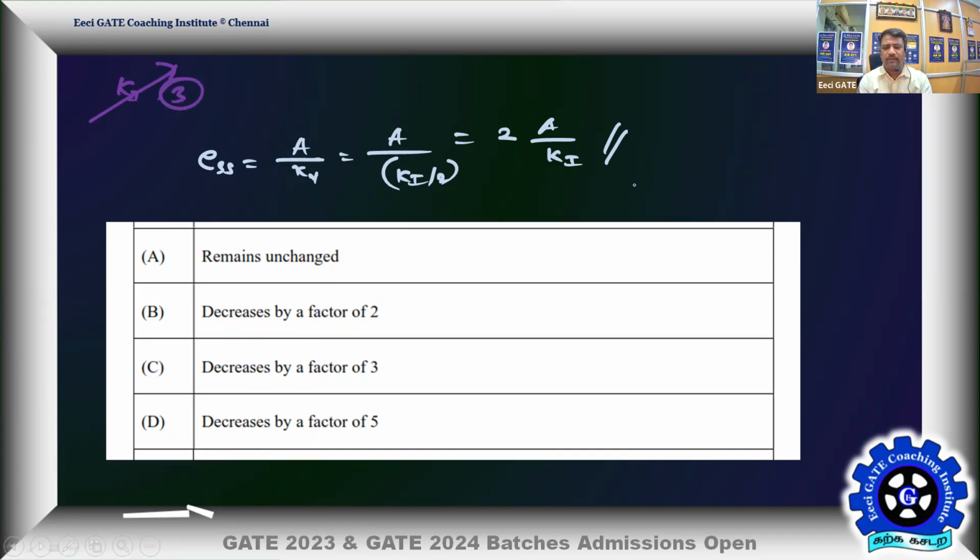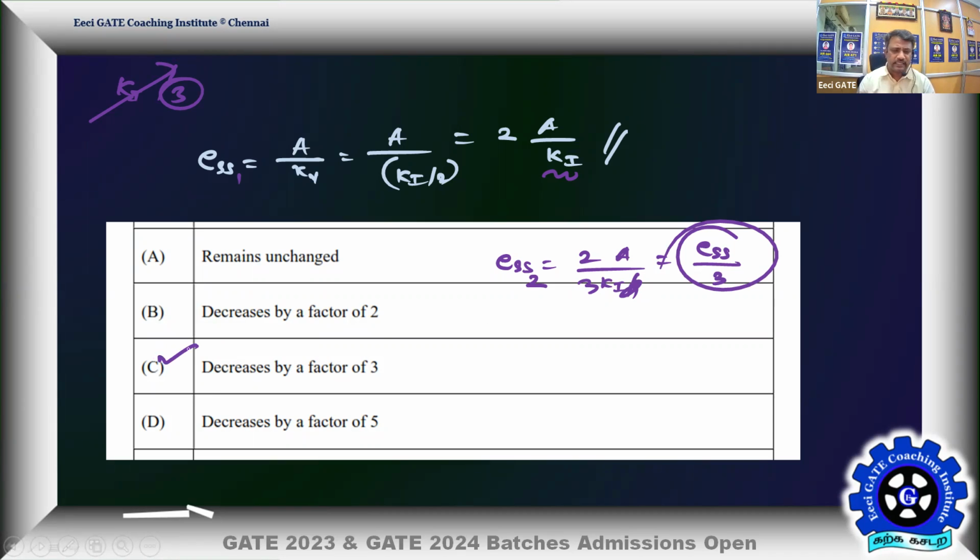Okay, if that is the case, what will happen? If KI increases by 3 times, your ESS, old ESS is what? 2 times A by KI. What is the new KI? It is going to become 3 times. So it is ESS is equal to 2 times A divided by your KI. That KI is going to become what? 3 times KI means. So this is your old ESS, call it as 1. This is the new ESS, call it as 2. Then it is going to become ESS divided by 3. That means your error decreases by a factor of 3. Okay, it is decreasing by a factor of 3. Okay, so KI increases by 3 times. So error decreases by 3 times.